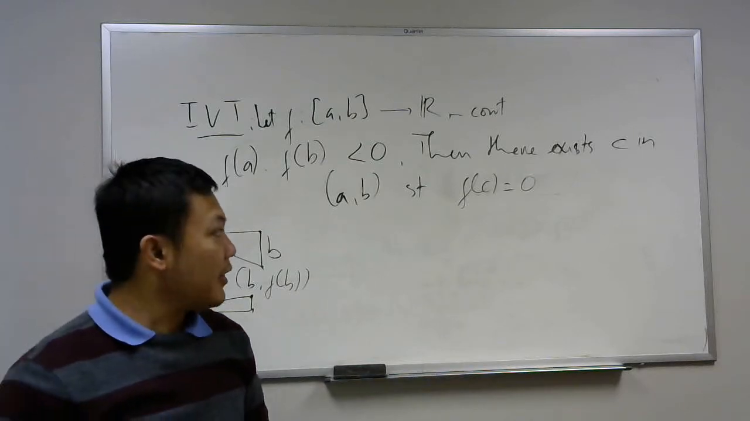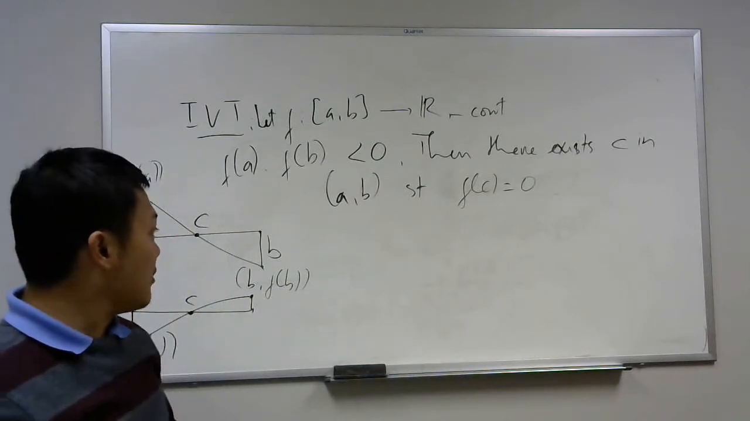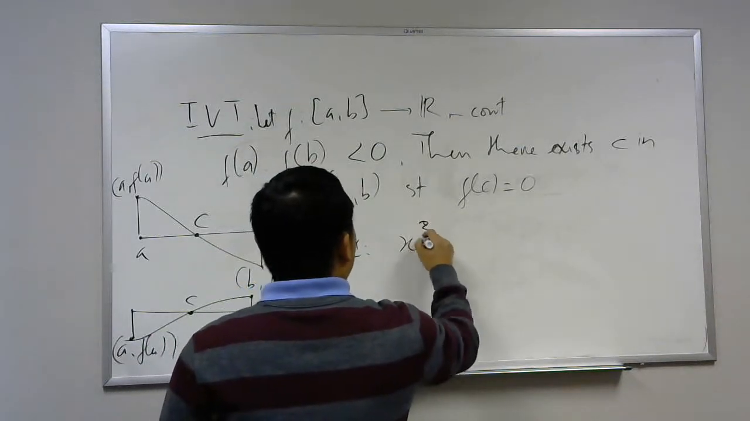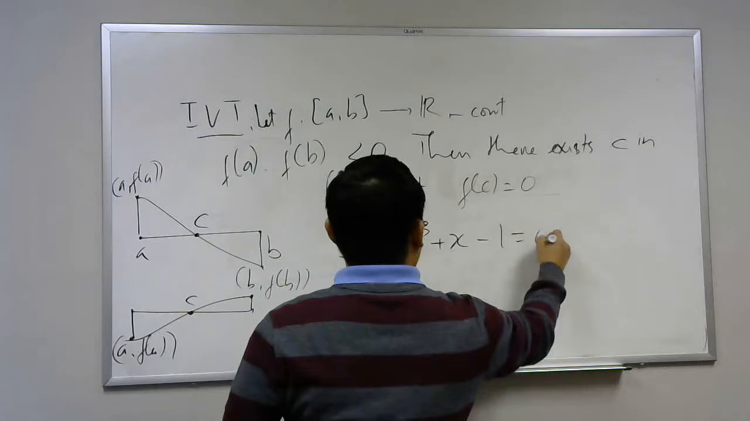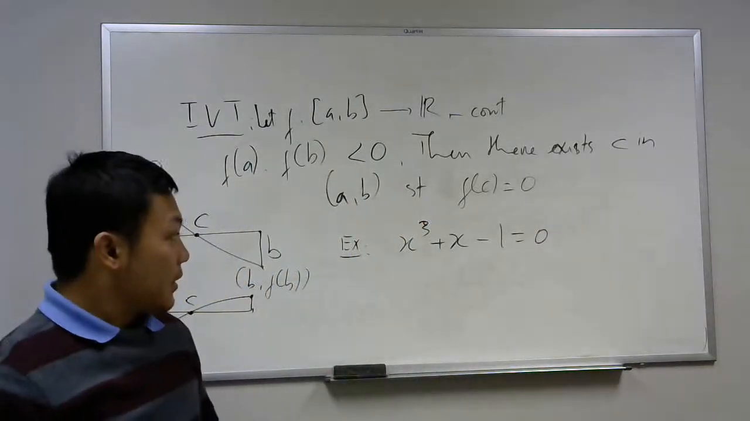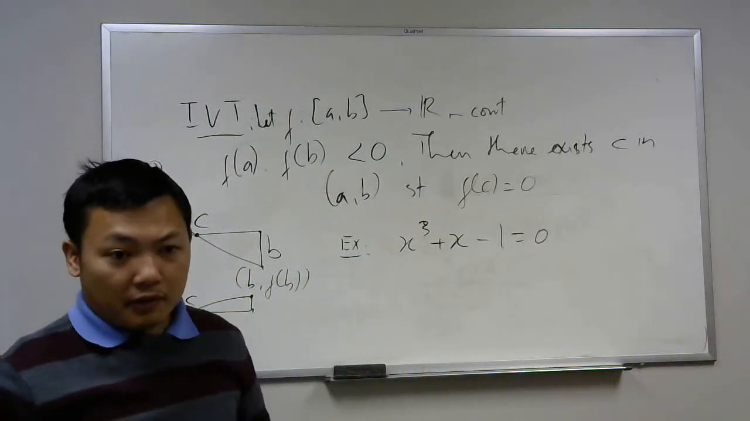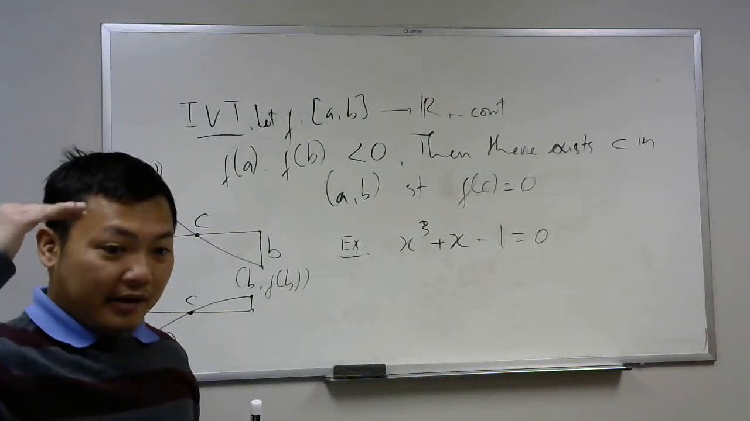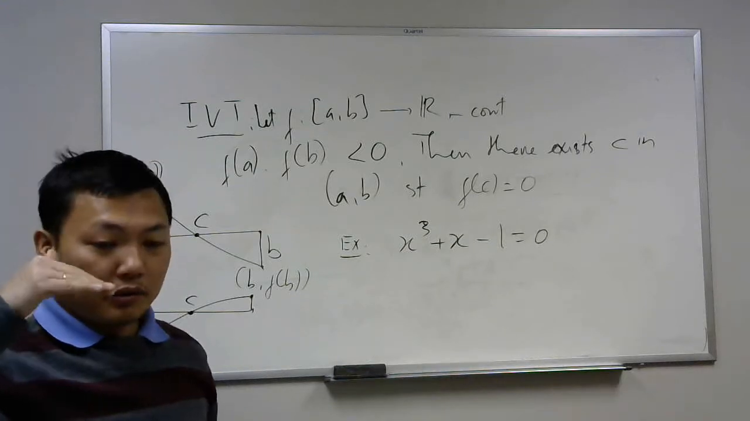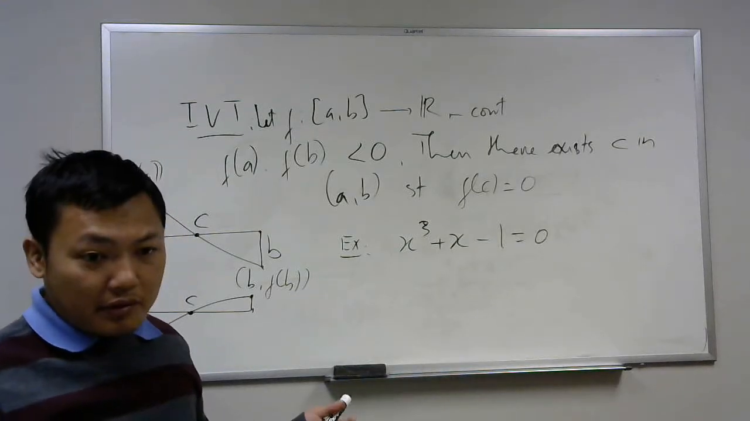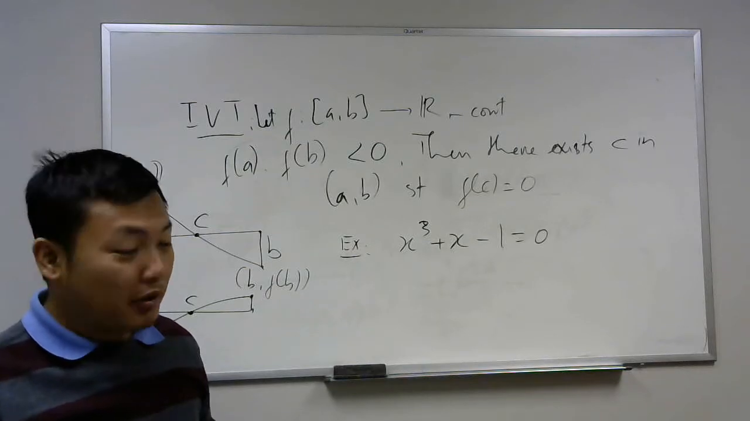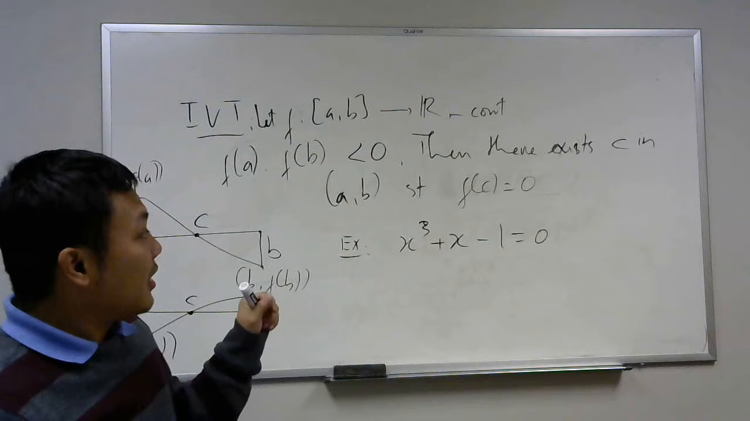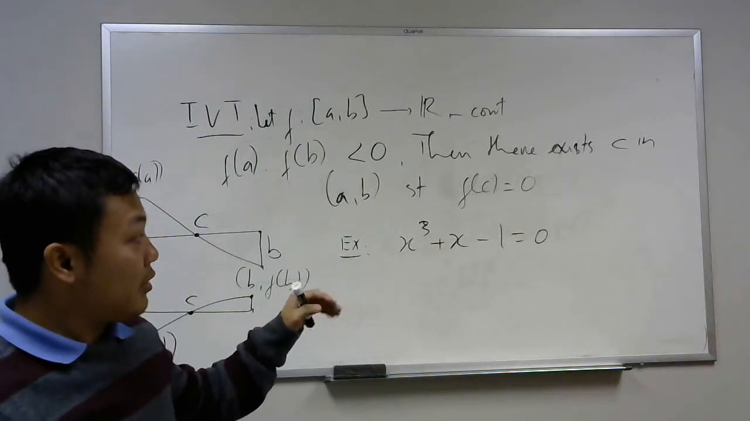Okay, I will give you maybe two very simple examples. The first example: let's say x cubed plus x minus 1 equals 0. For quadratic equations, we know how to solve. But when the degree is higher than 2, so 3, 4, 5, and so on, in general we don't know how to solve that. So first, we need to see if this equation has a solution or not, and then we try to solve it.